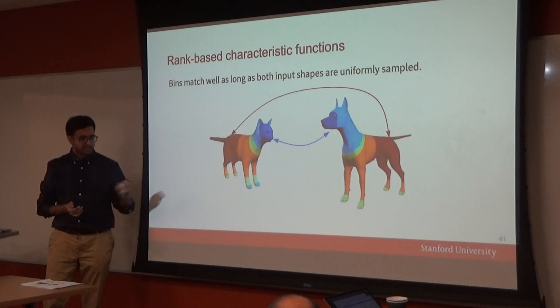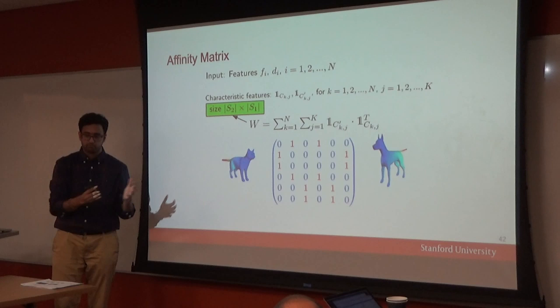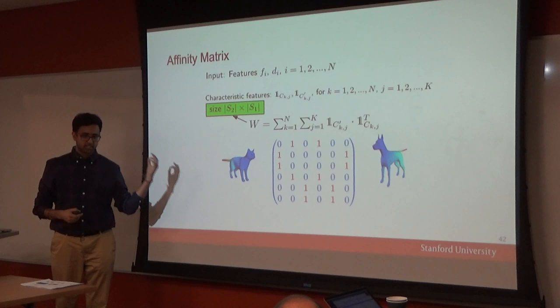So you have an affinity matrix corresponding to this one descriptor. Now this affinity matrix is a matrix of size number of points on the surface of the second shape by the number of points on the surface of the first shape, where every entry has a value 1 if a point corresponding to the second shape and a corresponding point in the first shape were binned together, else you have a value 0.